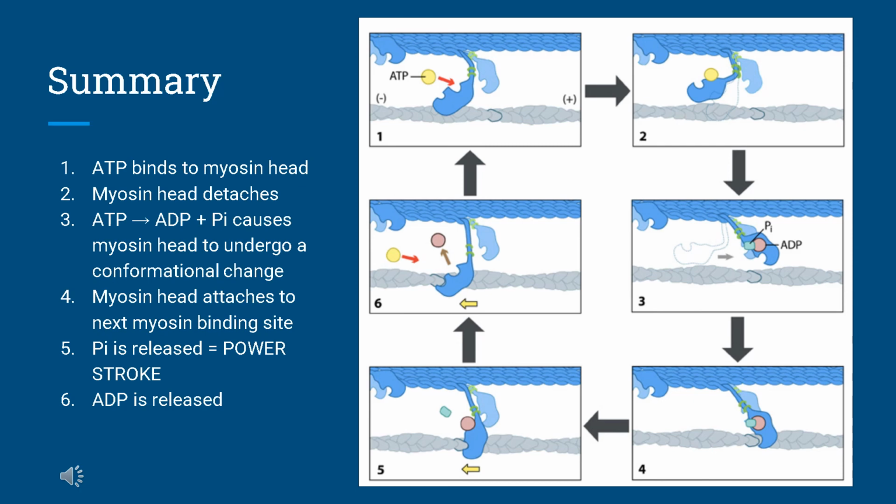Step 4. The newly conformed myosin head attaches to the next myosin binding site on actin. Step 5. The inorganic phosphate is released, resulting in the power stroke. Step 6. ADP is released and the cycle repeats by returning to Step 1.